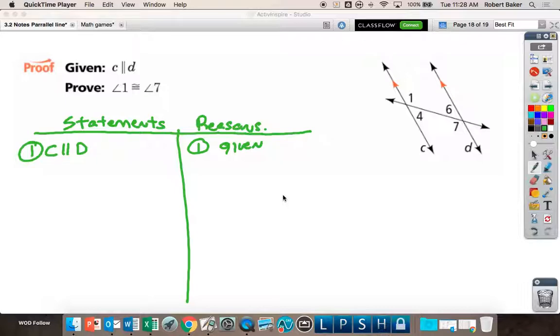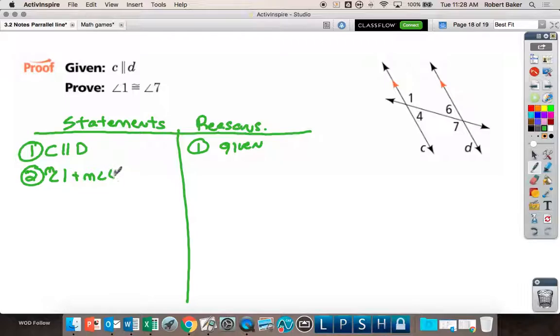Can I modify that a little bit? So I'm going to say what you said, but I'm going to write it better. The measure of angle 1 plus the measure of angle 4 equals 180. That's what you said. The measure of angle 1 and the measure of angle 4 are supplementary.